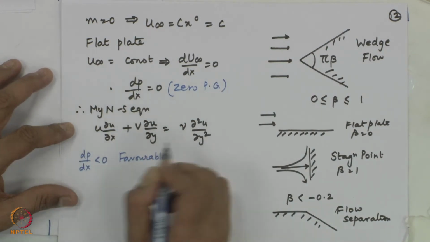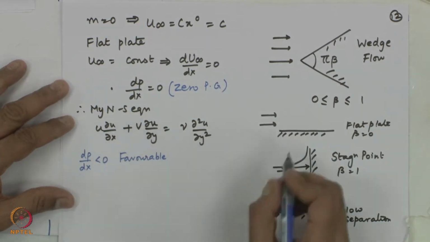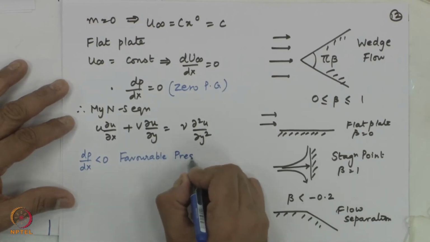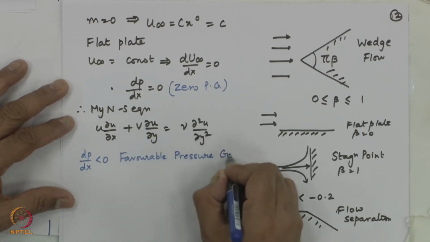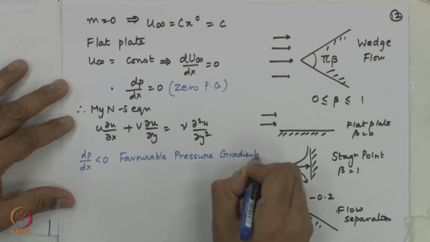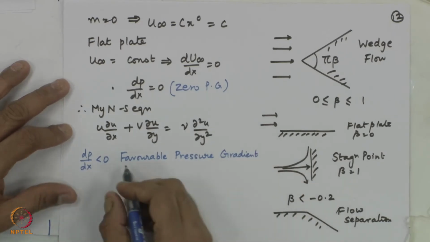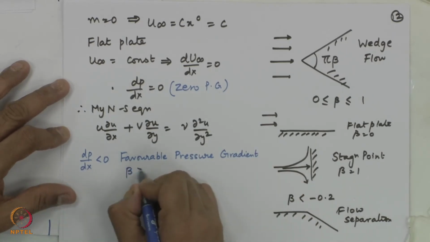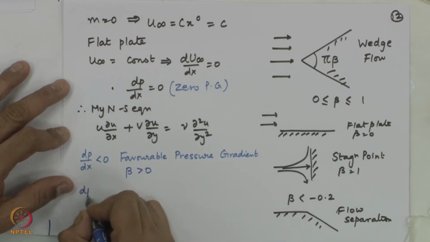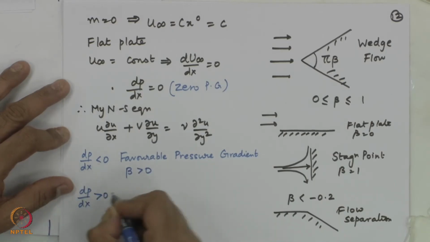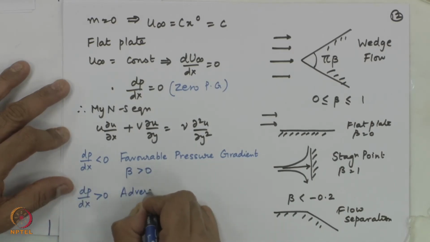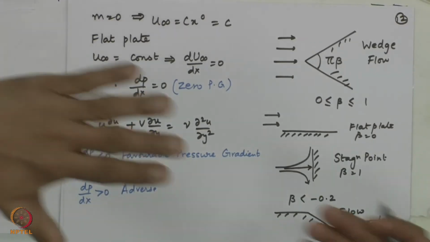That means along the flow direction, pressure has to decrease. So, this is called favorable pressure gradient. This is what is needed. So, pressure decreases along the flow, it is called favorable pressure gradient. This is possible when beta is greater than 0. dp by dx greater than 0 is called adverse pressure gradient. Pressure is increasing along the flow direction, the flow is getting retarded, therefore, the flow will ultimately separate, it will come out of contact with the solid surface.